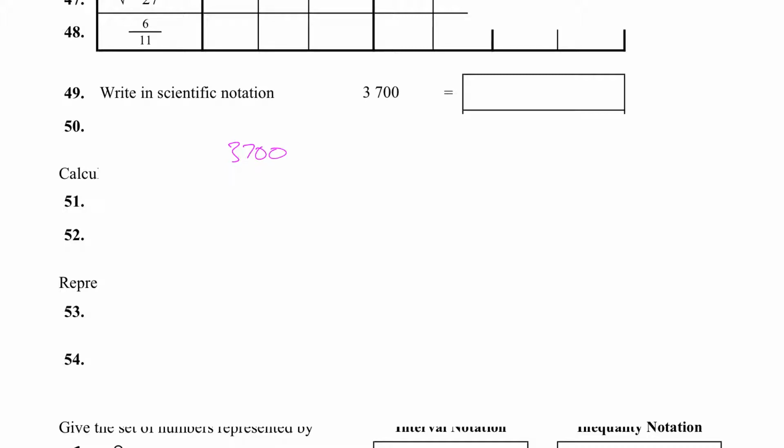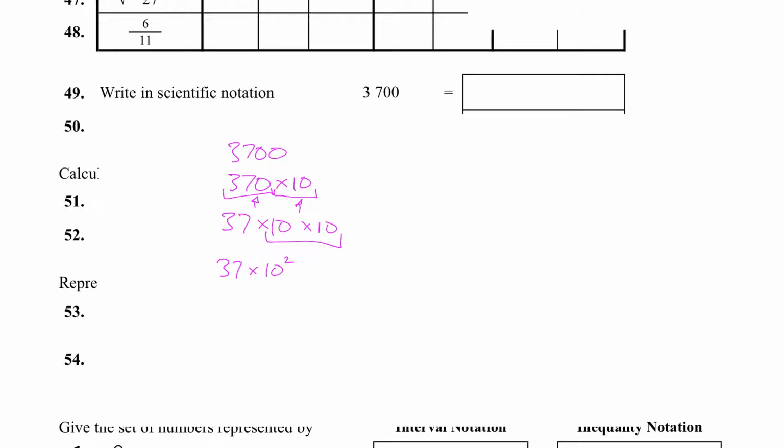3,700. Well, what happens if we said that's the same as 370 times 10? Okay, that seems reasonable. Well, in scientific notation, this first number needs to be between 1 and 10. So let's do it again. 37 times 10. That's the same as 370. But don't forget that we still need to multiply that by 10. Well, from exponents, we know that 10 times 10 is the same as 10 squared. So we got 37 times 10 squared.